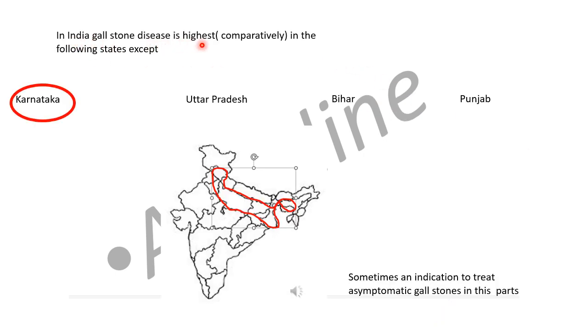Now, in India, gallstone disease is highest in the following states, except, where exactly you can make out from the graph, it is self-explanatory, except Karnataka. Now, if people from this area are coming with asymptomatic gallstones, it's also one indication, relative indication to operate on them. So keep this in mind. That does not mean there is no single case in Tamil Nadu. There is no single case in Andhra Pradesh. They are there. But comparatively, the incidence here is very high.